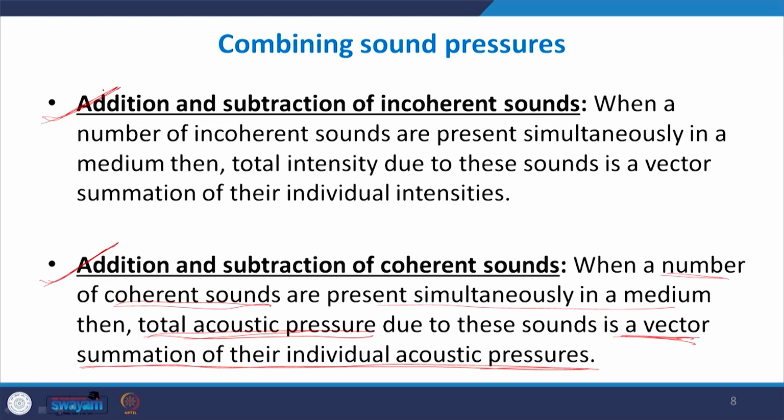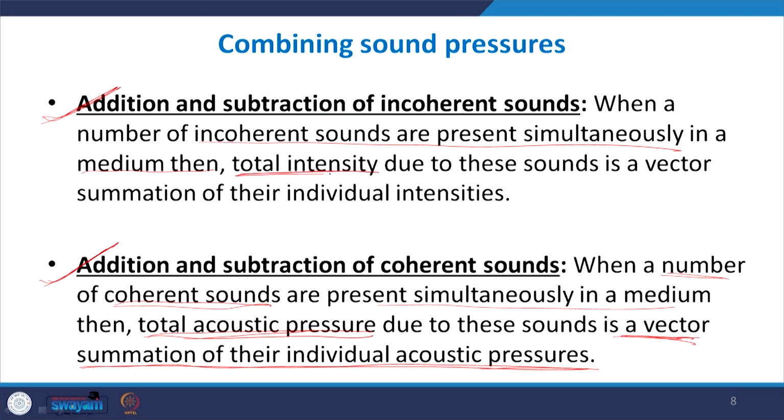But if the sound waves have different frequencies, they are incoherent in nature. Then, when such incoherent sounds are present simultaneously in a medium, the pressure summation is not valid. What happens is that the total intensity due to these sounds is a summation of their individual intensities. So here the P effective is simply P1, not P1 plus minus P2 plus minus P3 and so on, and here the intensity is getting summed and so on. So, not the pressure but the intensities.